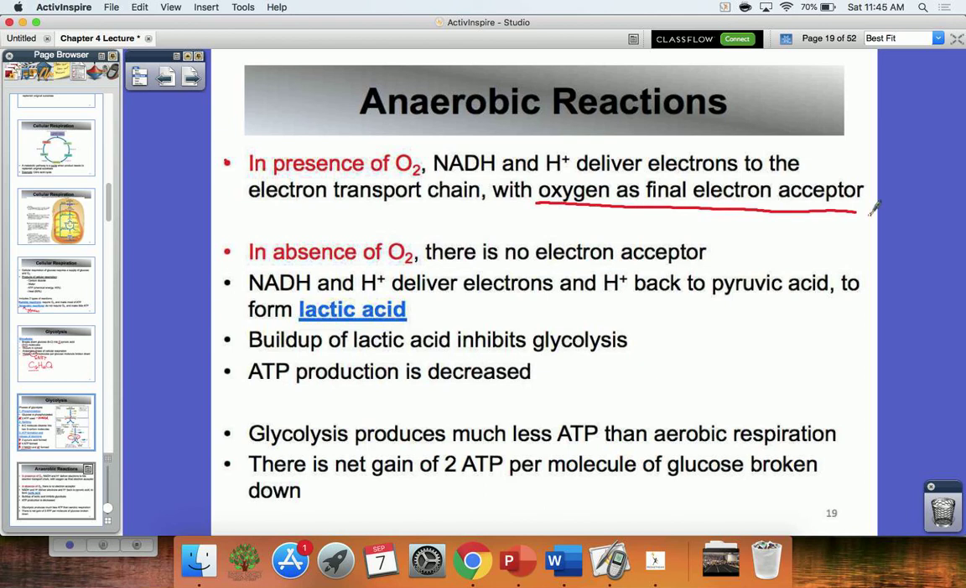So since we don't have oxygen as our final electron acceptor, those molecules of NADH and hydrogen ions are going to then help to form lactic acid. And lactic acid will then decrease the production of ATP, and we basically have the 2 net ATP that are produced. And the reactions will then stop because they won't go into the citric acid cycle and the electron transport chain, because remember, for those 2, we have to have oxygen present.